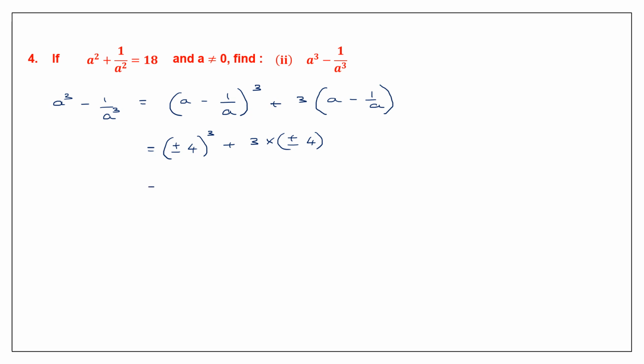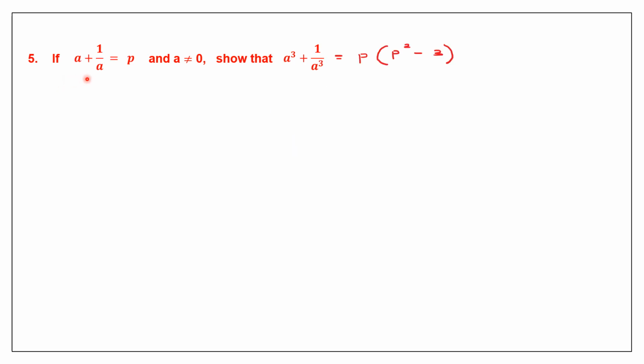Now let's simplify this. 4 cube, 4 fours are 16, 16 fours are 64. So this is plus or minus 64 plus, now here we have 3 into plus or minus 4, which is 3 fours are 12. So here we write plus or minus 12. So now we can find the value of a cube minus 1 by a cube, and that is equal to 64 plus 12. 64 plus 12 is 76. So that is plus or minus 76. So we've got our answer. A cube minus 1 by a cube is plus or minus 76. So that is our answer.